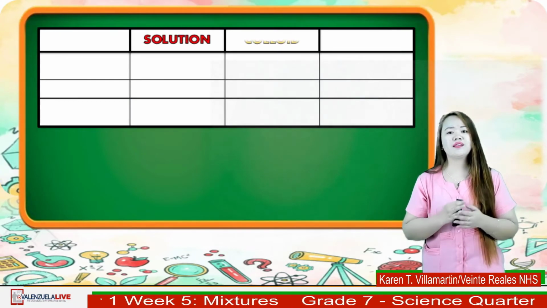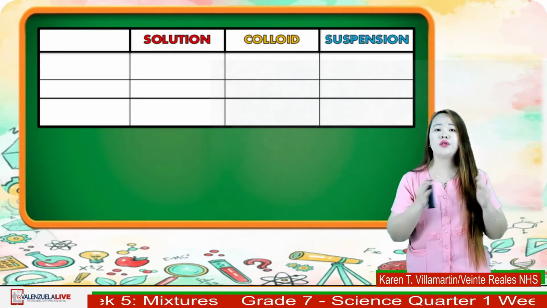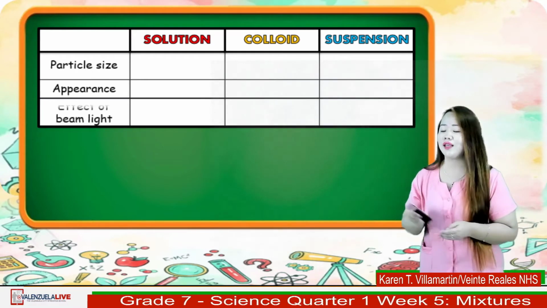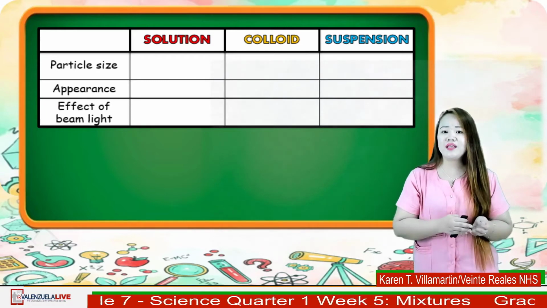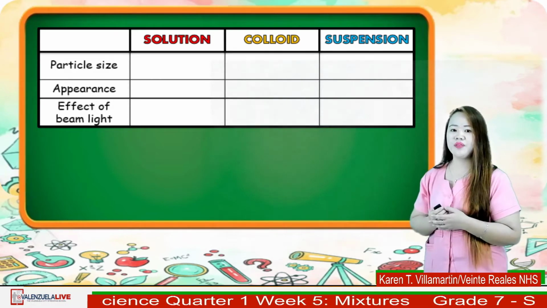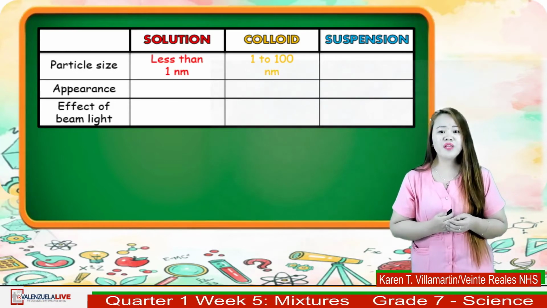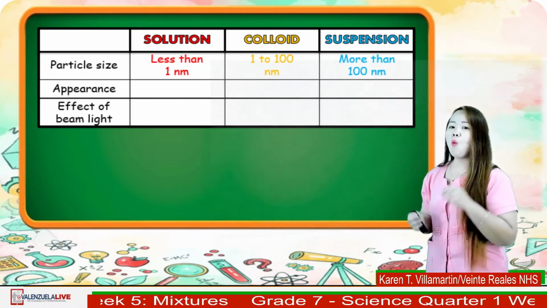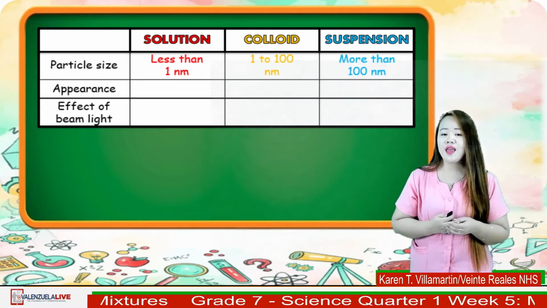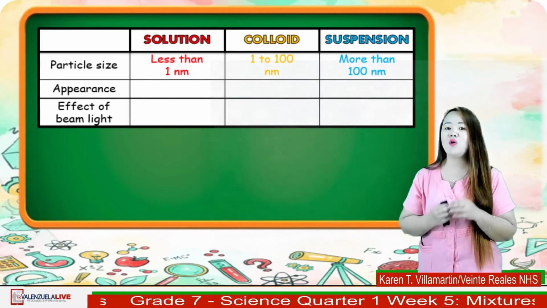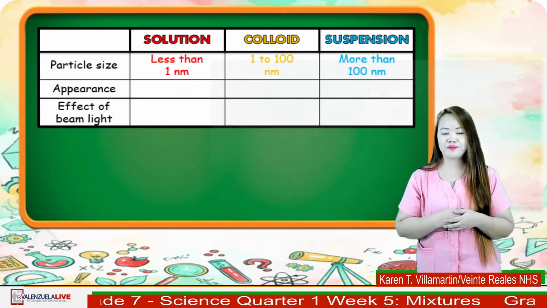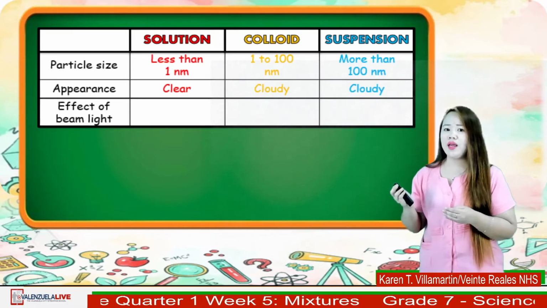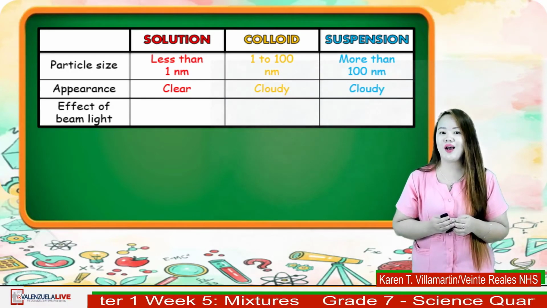And to summarize the difference among solution, colloid, and suspension, here are their properties when it comes to particle size, appearance, and effect of light. In terms of particle size, solution has less than 1 nanometer. Colloid has 1 to 100 nanometers, and suspension has more than 100 nanometers. In terms of appearance, solution is clear, while colloid and suspension are cloudy.